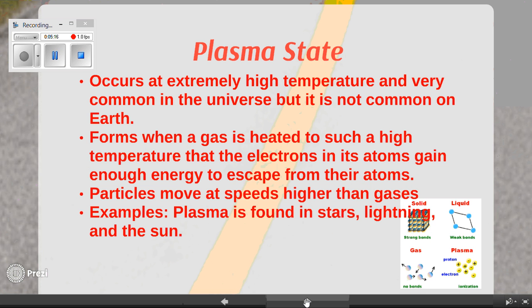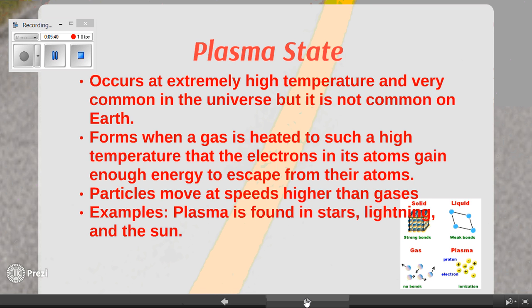All right, plasma state is probably one of the states of matter that you may not be as familiar with as you are with the other ones. It's kind of a unique state of matter, and it's not one that you've learned about probably in years, but we'll learn about it this year. First of all, what we've got to remember about the plasma state is that it occurs at extremely high temperatures, and it's very common in the universe, but it's not common on Earth.